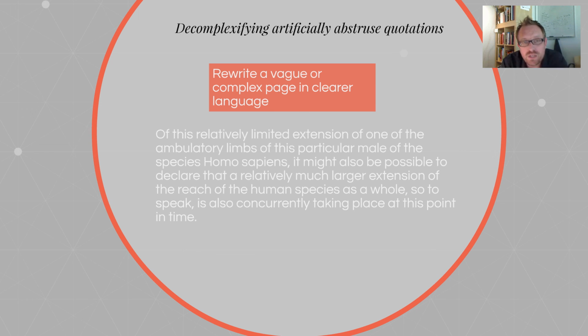So if we were going to rearrange this passage, we would want to say it in as simple terms as possible, right? Basically what this person's saying is that of this relatively limited extension of one of the ambulatory limbs of this particular male of the species Homo sapiens, so they're talking about the length of someone's arm, it might also be possible to declare a relatively much larger extension of the reach of the human species as a whole. So the idea here is this person seems to have a pretty limited extension of one of their limbs, but this is not an example of the human species as a whole, which at the very same time also has larger extension. That's how I understand it.